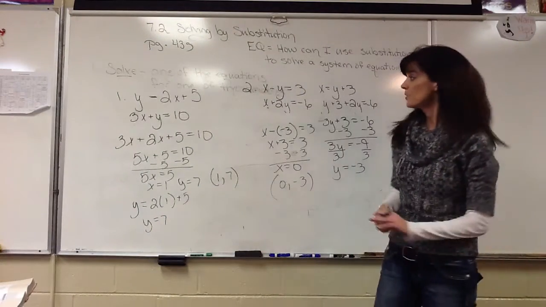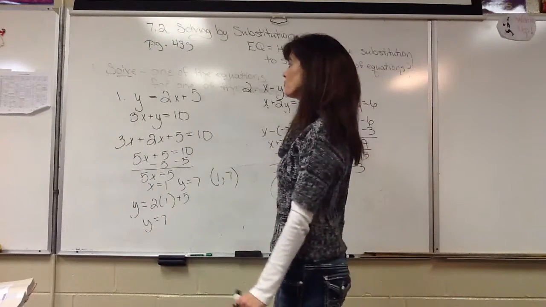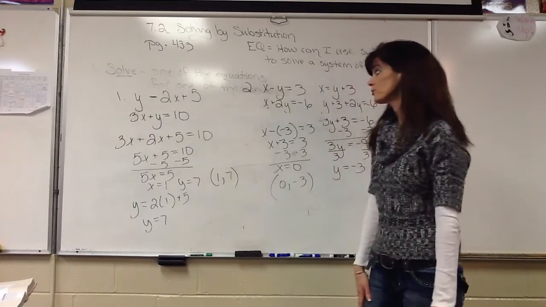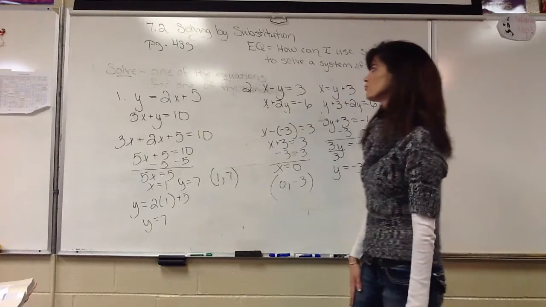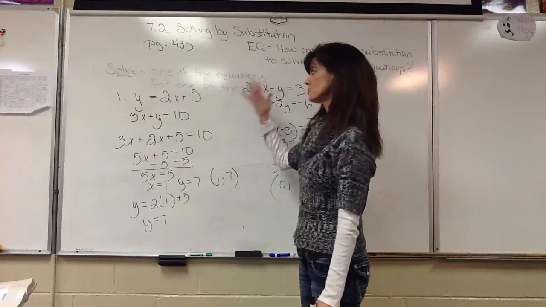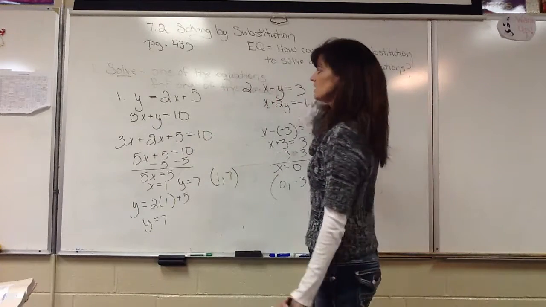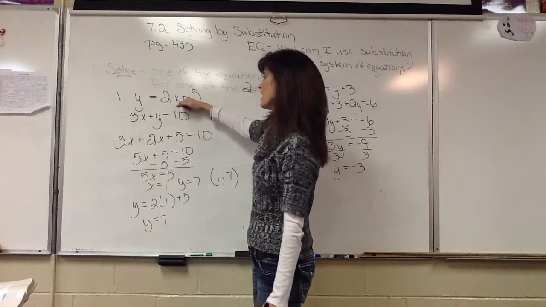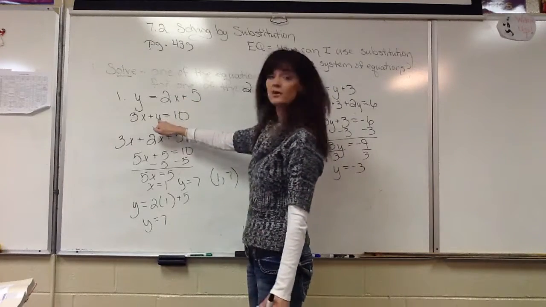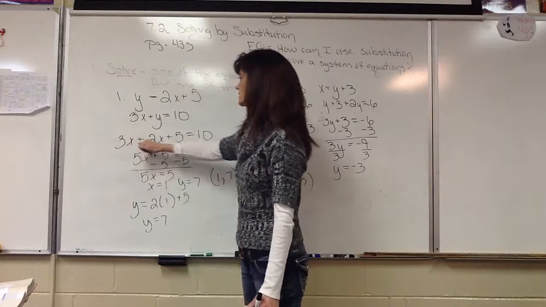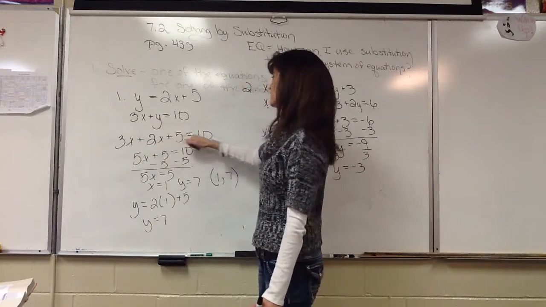Worked out a couple of the guided practice problems. The first one we have is y equals 2x plus 5, and 3x plus y equals 10. The first thing we would do, number one, we don't have to worry about solving for a variable because it's already solved for y for us. So we're just going to sub in this 2x plus 5 for the y in our second equation. So we have 3x plus 2x plus 5 equals 10.